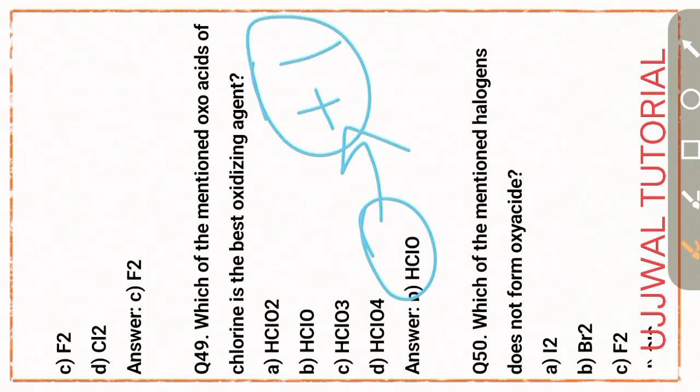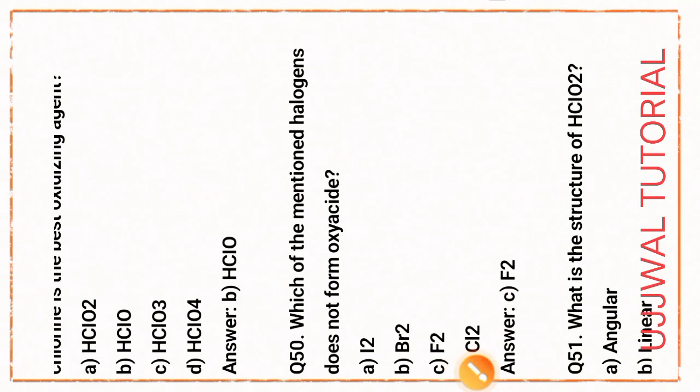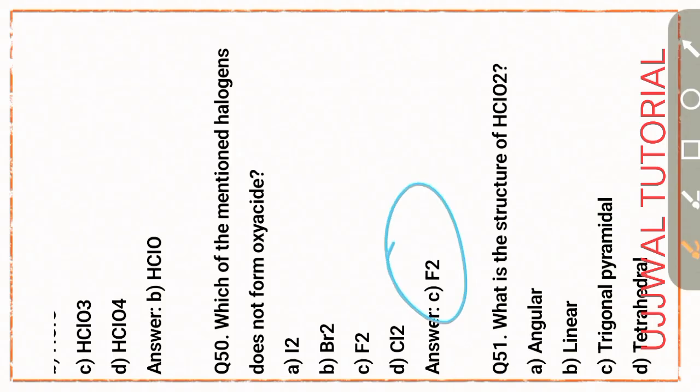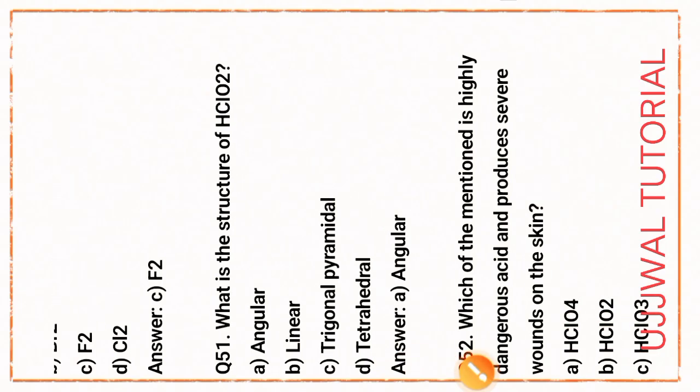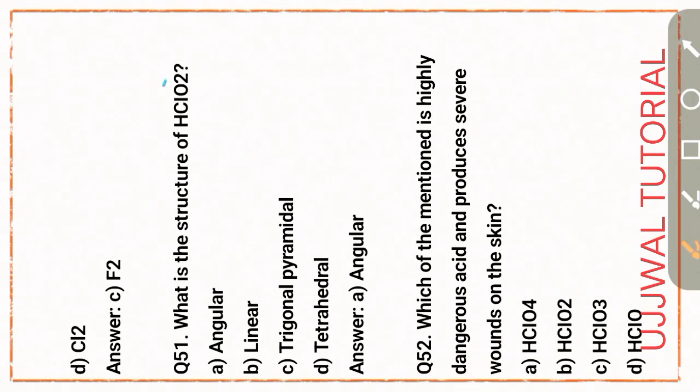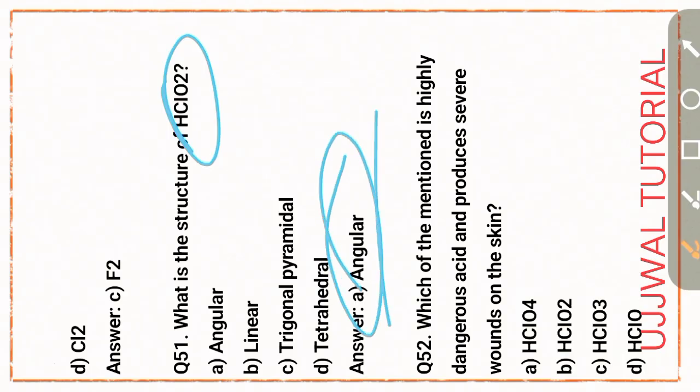Next question number 50. Which of the mentioned halogens does not form oxoacid? Fluorine. Option C, F2. Okay. Next question number 51. What is the structure of HClO2? Okay. That is option A, angular. Option A is the angular.